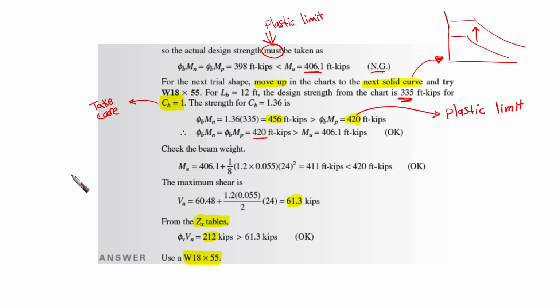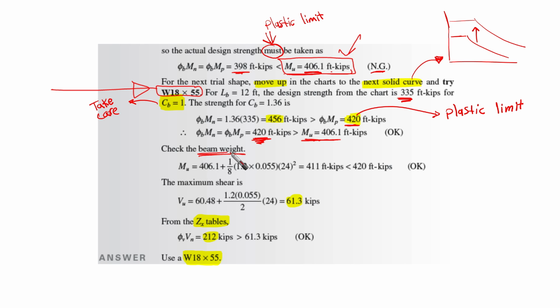So this means that 420 is larger than 406. This is the Mu, the required strength that we were talking about. Before, it was larger than 398, but now it is less than 420. So this shape is okay for us now. For flexure, it is going to be okay. But we still need to check something else, which is the beam weight.